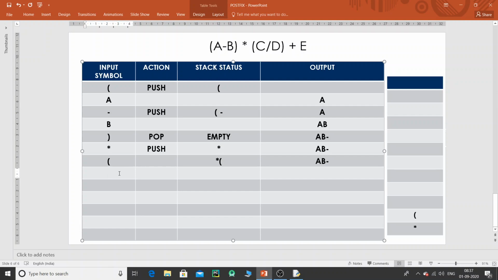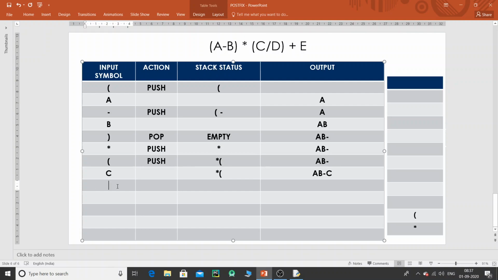Then comes C, right? And what operation are we going to perform? Okay, I forgot to write here push, right? And for C, I'm not going to do anything, that is star opening bracket, and straight away I will write this into my output expression, that is the polish string.